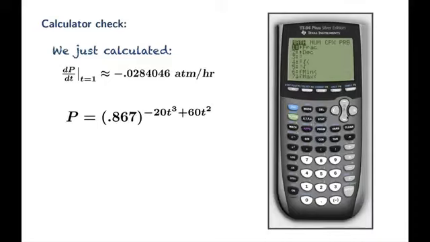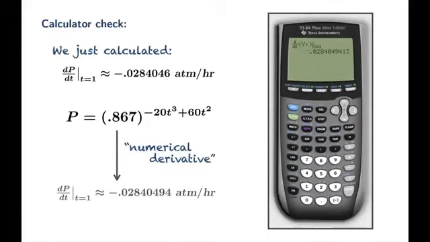And then we're going to use the nDeriv feature. Just recall that nDeriv calculates a secant slope over a tiny interval. It's the calculator's way of approximating a tangent slope. And in this case, the calculator yields the following quantity, which is pretty darn close. It's not going to be exact because it's calculating a secant slope, but it's certainly close enough to give us confidence that we've got the right answer.